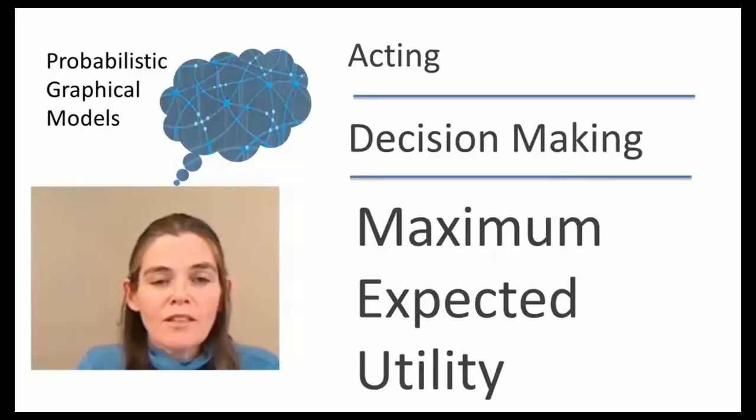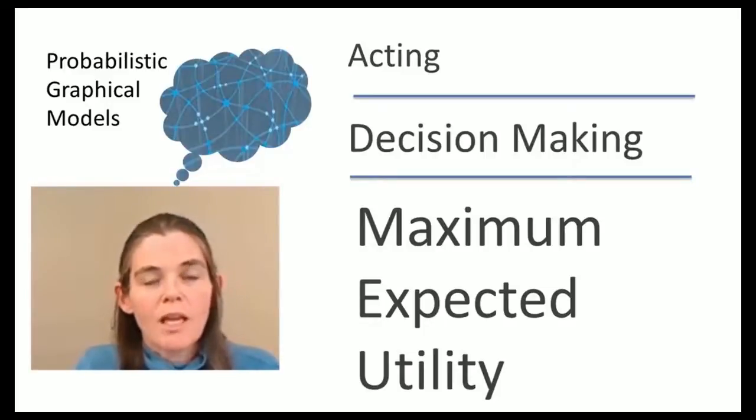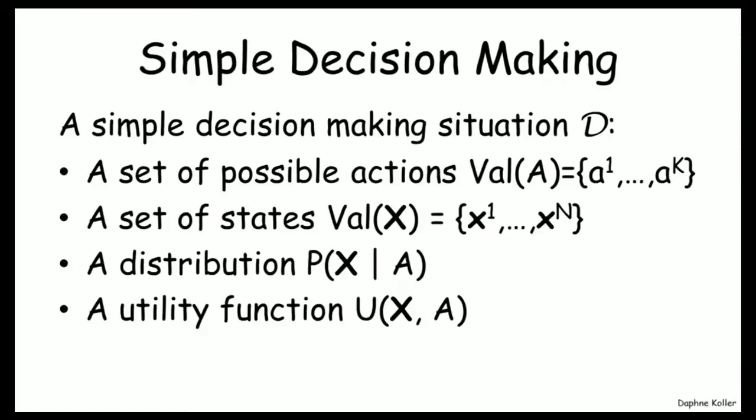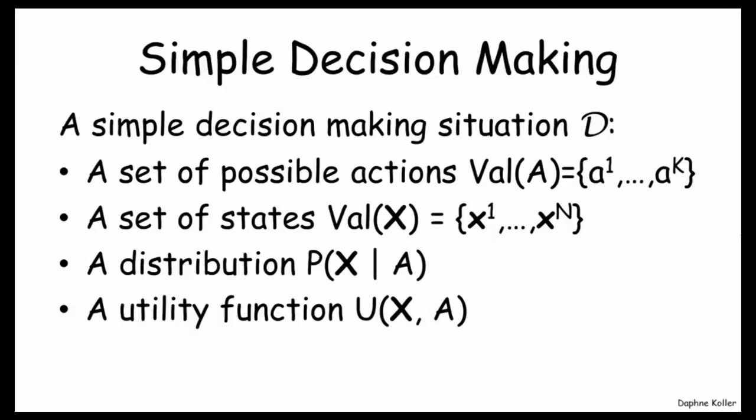It turns out that the theoretical foundations for doing this kind of inference task were actually established long before probabilistic graphical models came to the forefront, and that framework is called the framework of maximum expected utility. So let's formulate the problem that we're trying to solve, and then we can define the principle of MEU, or maximum expected utility. So what does a simple decision-making situation D comprise of? Well, we have a set now. It's no longer a pure probabilistic model. We have other elements in it.